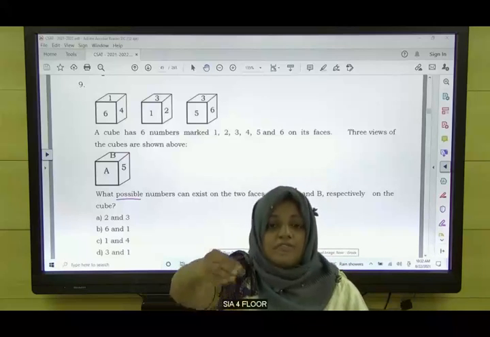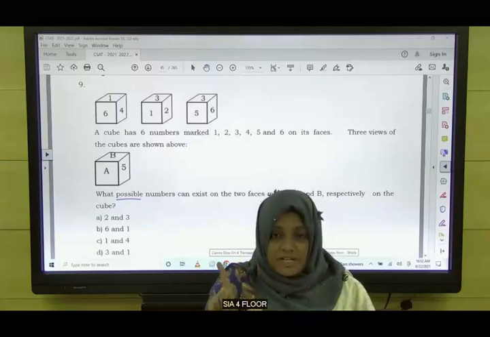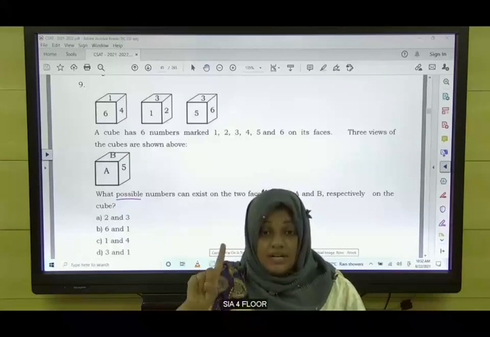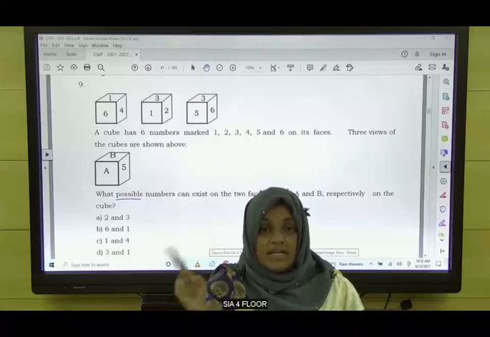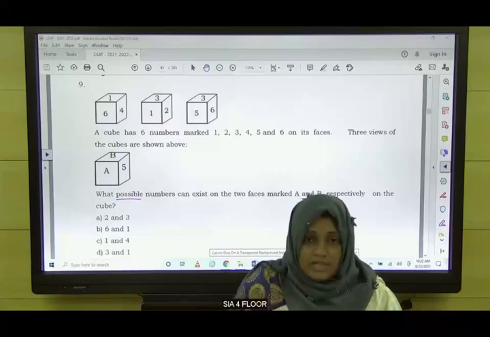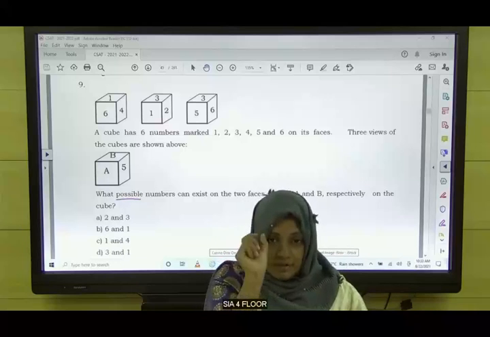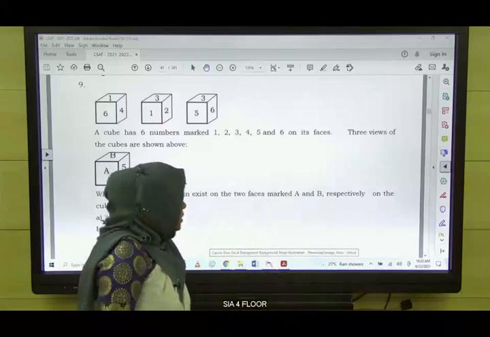So possibly you can find out the answer, which means there you have to use the elimination technique, where you should try to only eliminate the wrong answers instead of selecting the right answer. Okay, so I can do the elimination method only. I cannot find out the correct answer here. That's the exact meaning of the word possible.